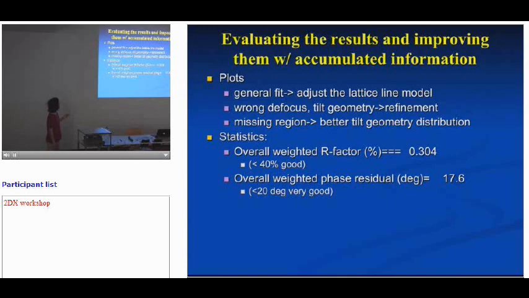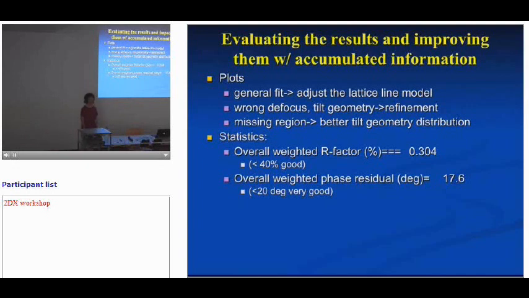And the third thing is that you may find that your lattice line fits certain z values, and then there's an empty area, and then there are more values after that. When that happens, it means that your tilt geometry distribution is not very even. So you should consider getting more data.